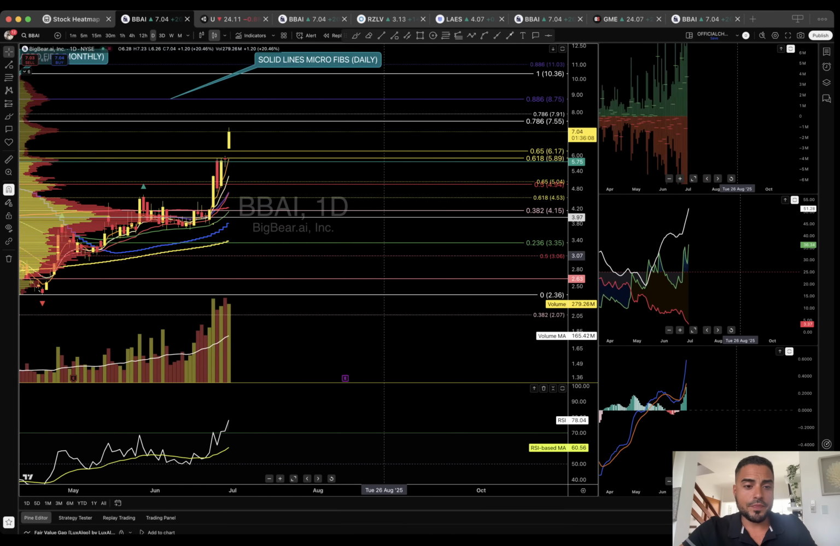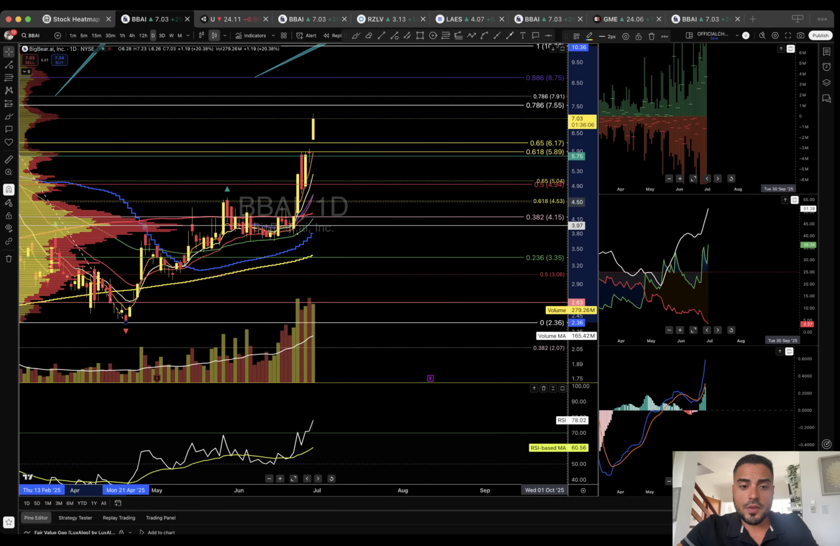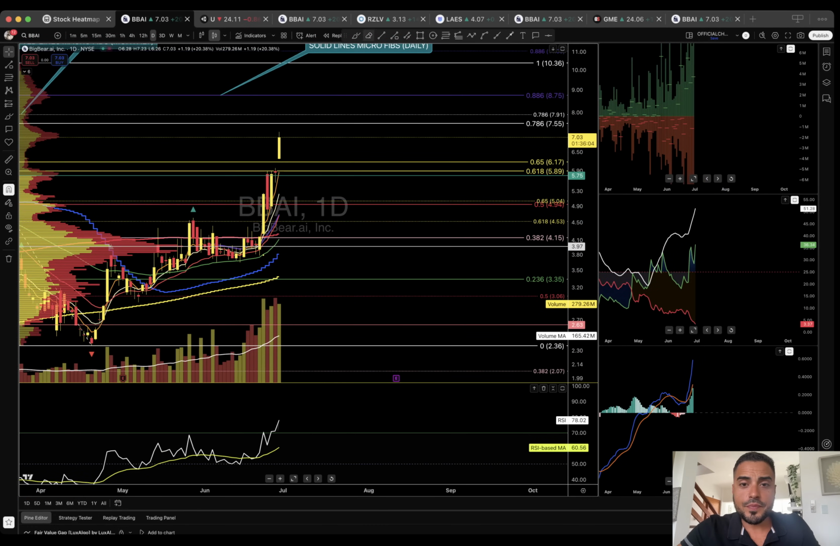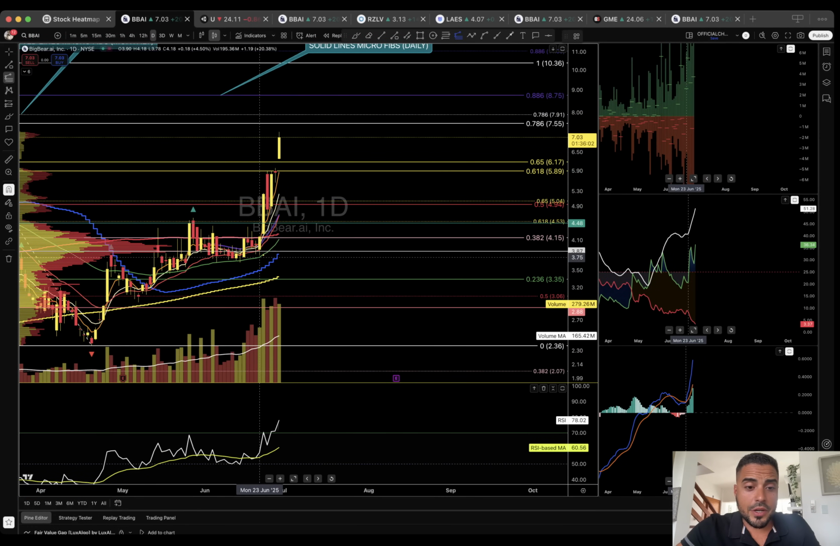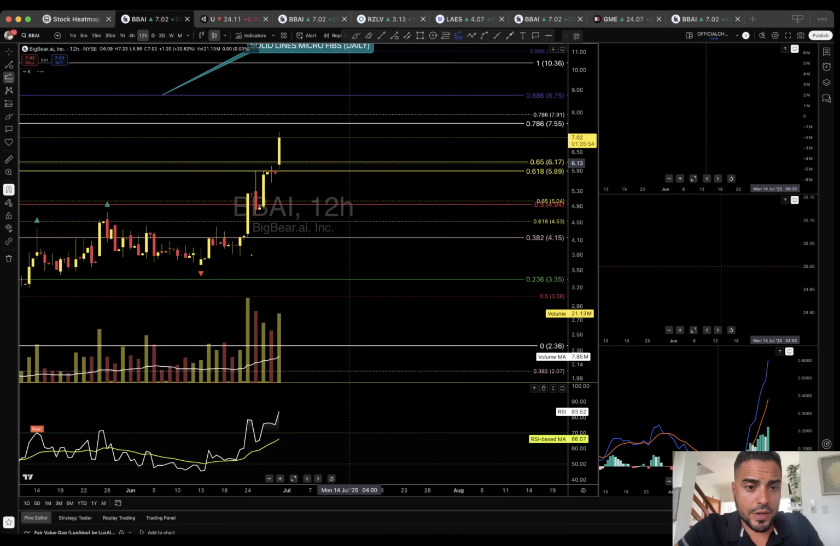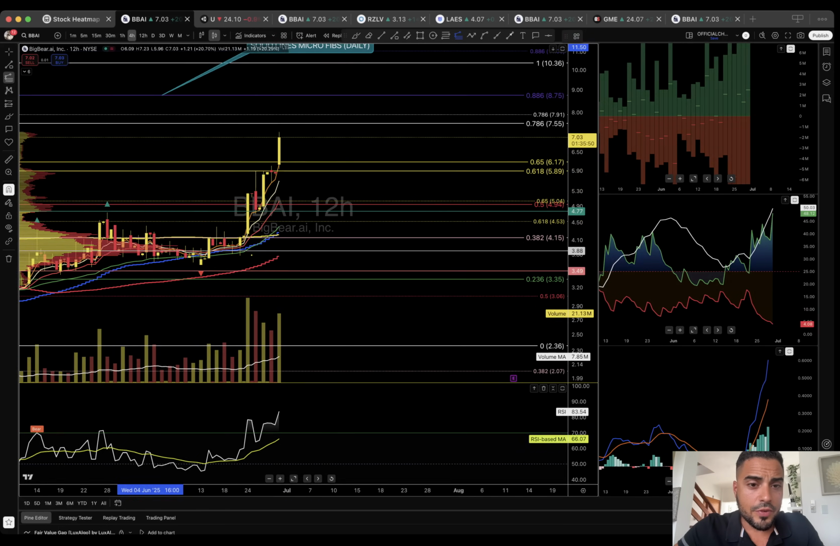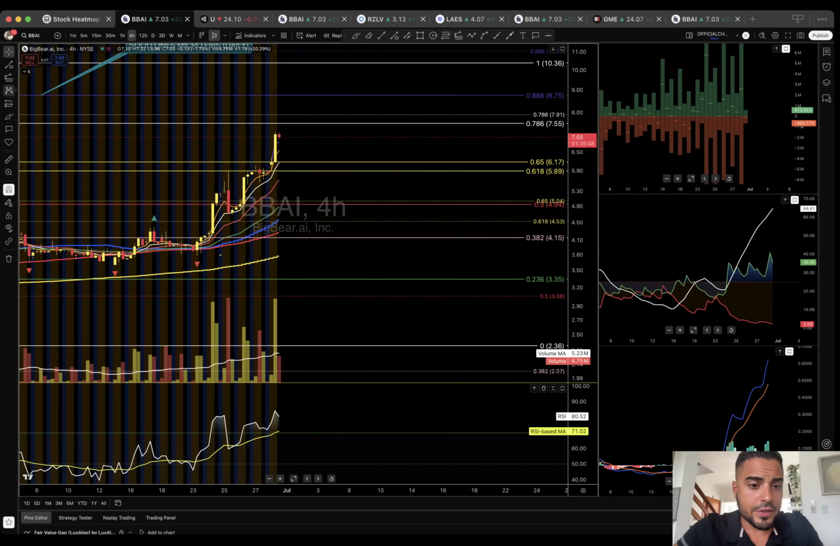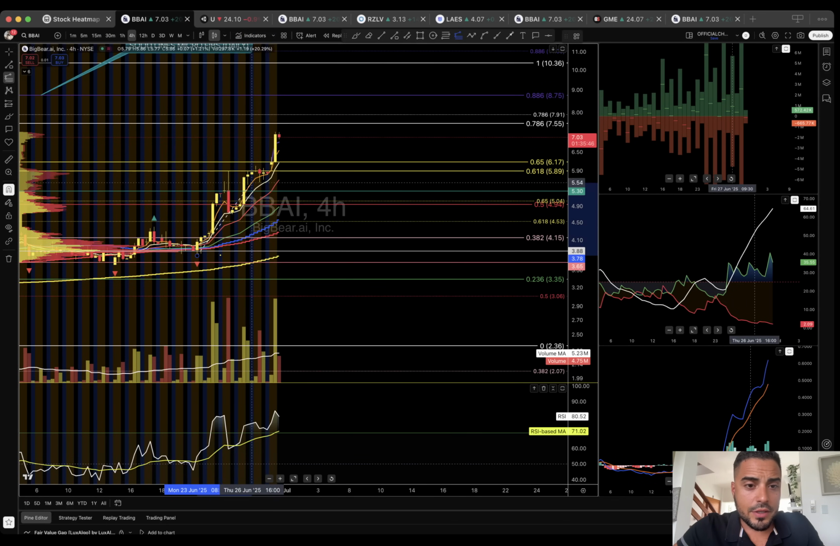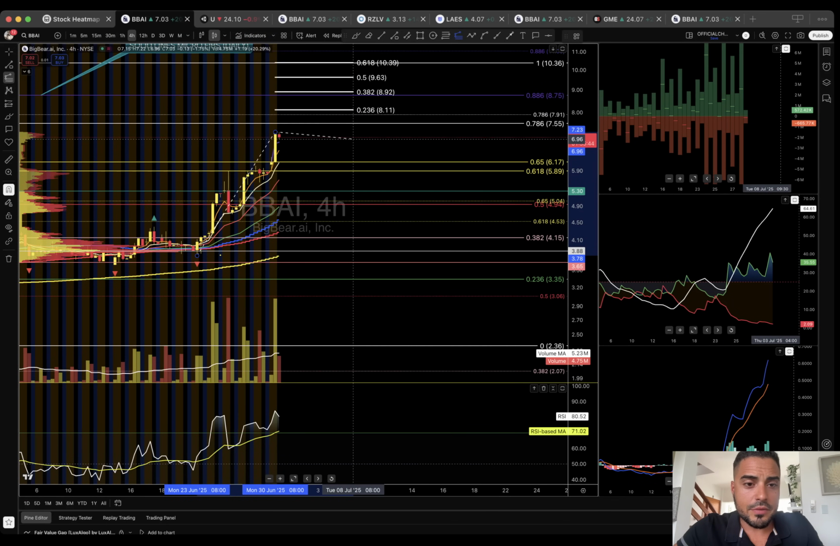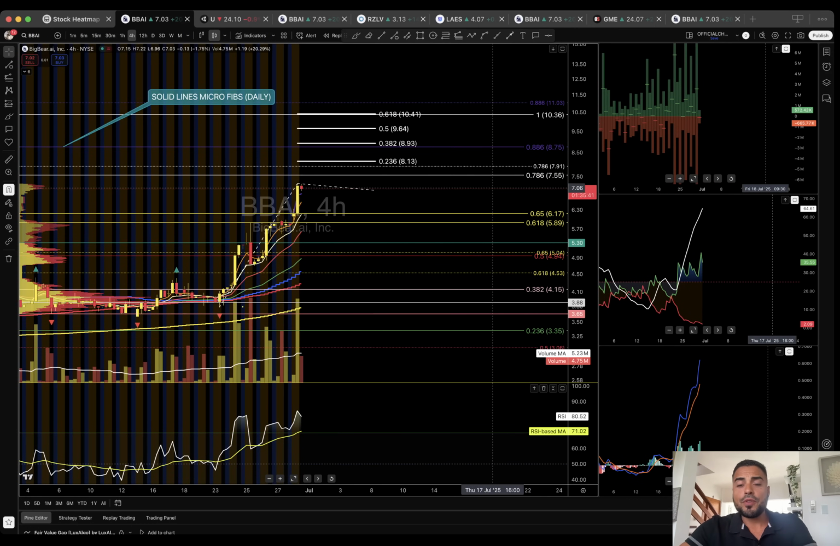Here we're going to take a fib extension. This is on the daily. You're going to take it from the prior candle from the rip. Actually, let's show it on the 12 hour. Prior candle from the rip. Actually, let me do it on the 4 hour. Here we go. Perfect. Take it from this candle, and these are your zones.